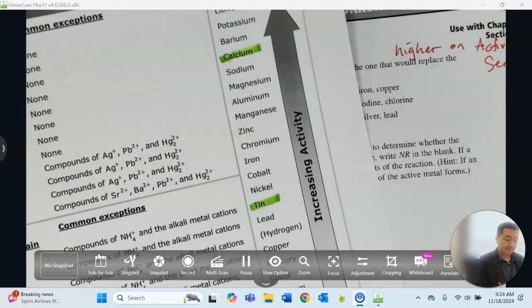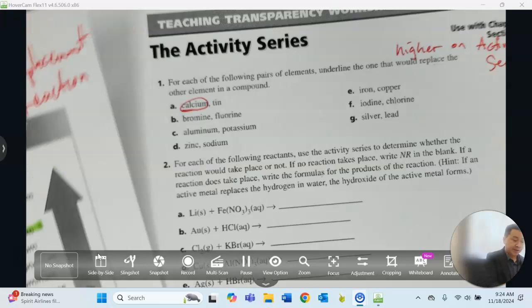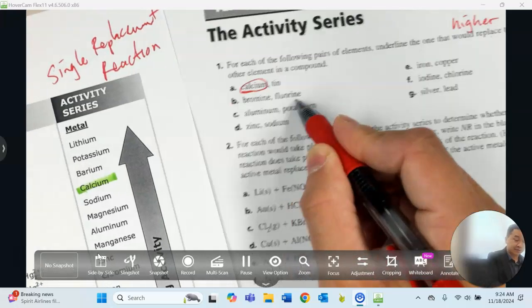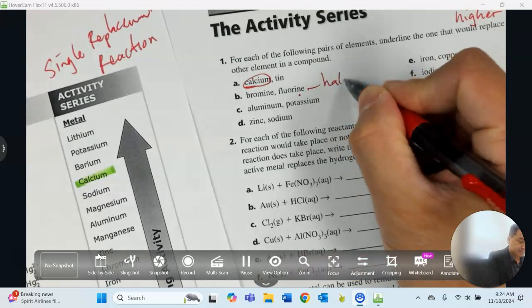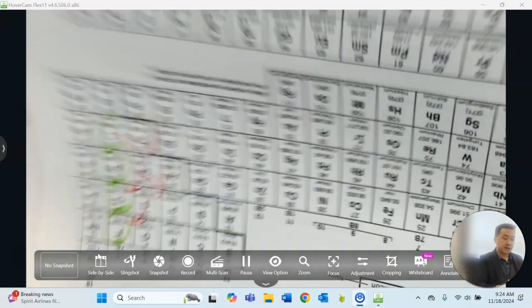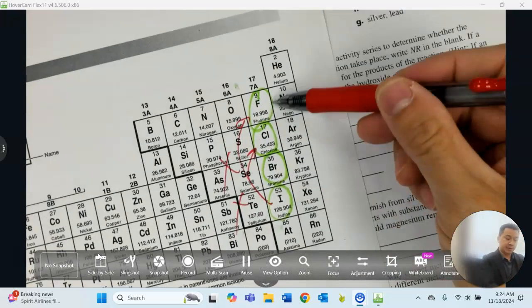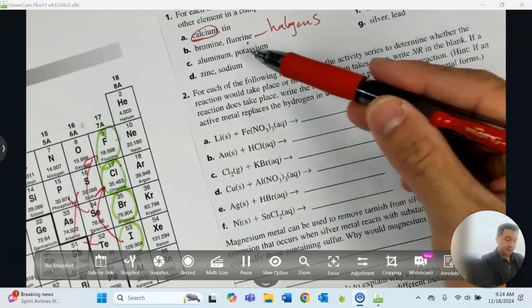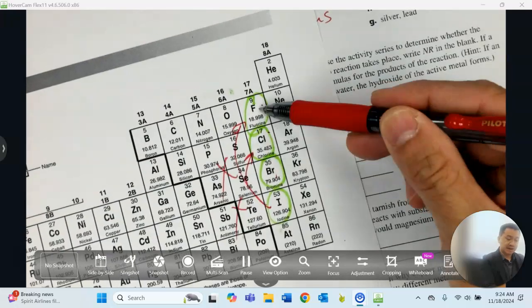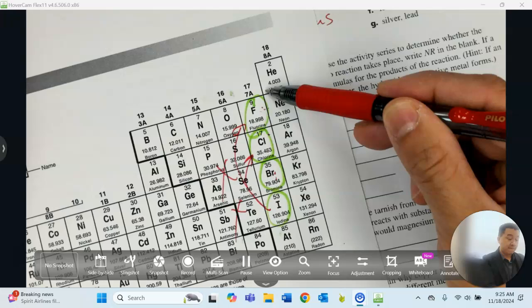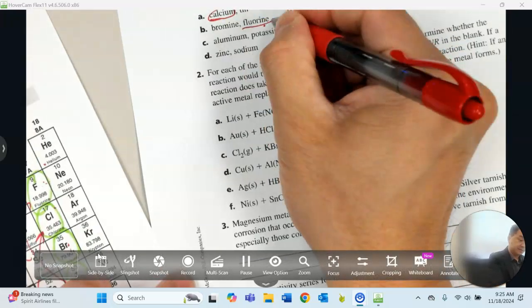Okay. And if you look at bromine and fluorine, remember these are your halogens. So you look on the other list, fluorine, bromine. Just look at the periodic table. Bromine and fluorine. Which one's higher? The answer is fluorine. Very good. Fluorine is higher.